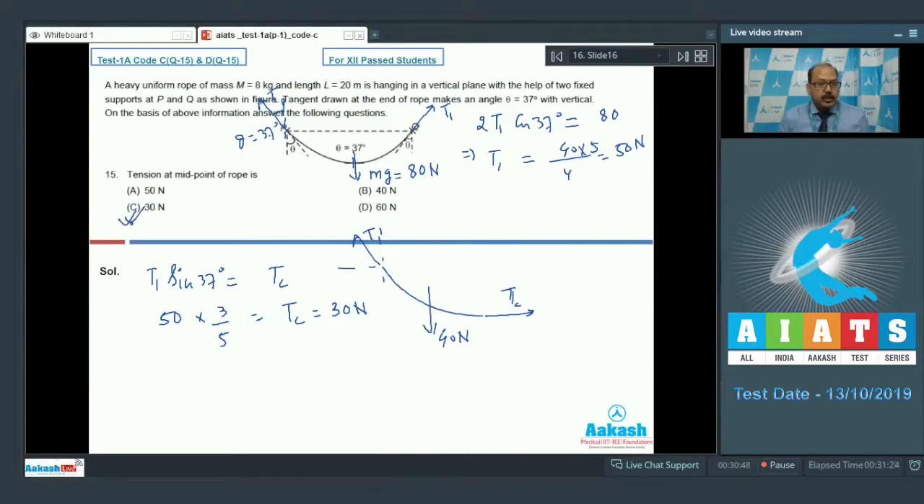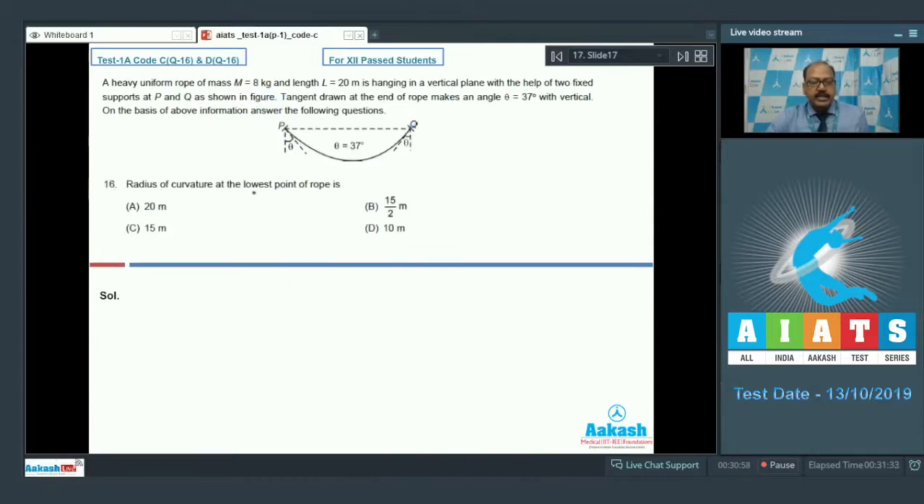Let's go to the next question of this paragraph. The question 16 says radius of curvature at the lowest point of rope is. Now to find the radius of curvature at the lowest point of the rope, what we do is we cut a very small segment at the lowest point, and let us magnify it, right? So let's call these points A and B. Let's magnify and draw an enlarged view. So this is A and this is B. Let's say this is the center of curvature for this part, C.